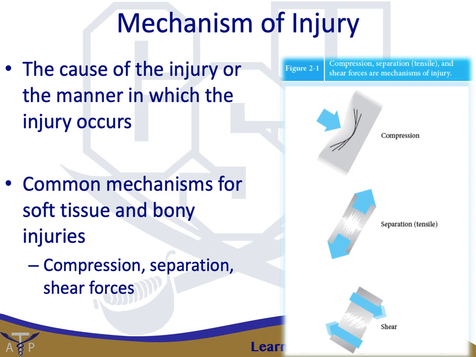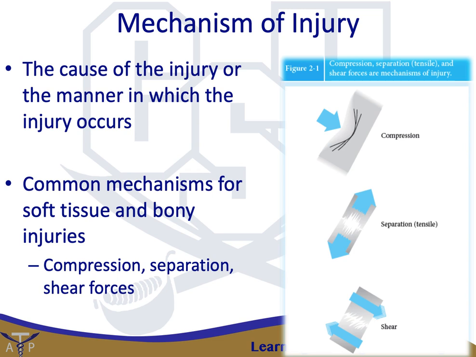When we look at mechanisms of injury, a mechanism of injury is the cause of the injury or the manner in which the injury occurs. So when we ask someone, what is the mechanism, we are really asking them, hey, how did that injury occur? Common mechanisms for soft tissue and bony injuries include compression, separation, and shear forces.